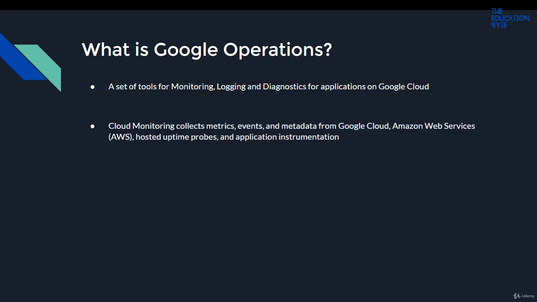Cloud Monitoring collects metrics, events, and metadata from Google Cloud, Amazon Web Services, hosted uptime probes, and application instrumentation. Using the Bindplane service, you can also collect this data from over 150 common application components, on-premise systems, and hybrid cloud systems. Google Cloud's Operations Suite ingests that data and generates insights via dashboards, charts, and alerts.